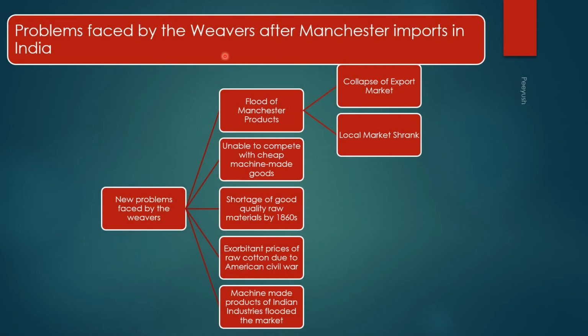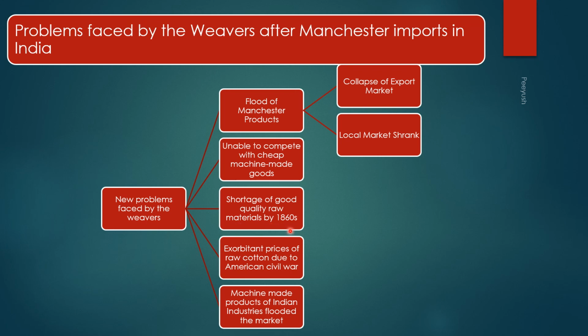Now let's summarize the description with the keywords here. Problems faced by the weavers after Manchester imports in India. What we discussed, I have put in this flowchart and mind map, so understand it. What were the new problems faced by the weavers? Flood of Manchester products, which collapsed the export market and shrank the local market. Indian weavers were unable to compete with cheap machine-made goods, as we discussed. Shortage of good quality raw materials by the 1860s.